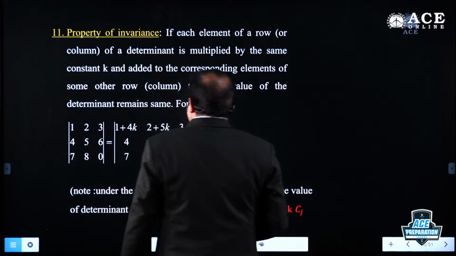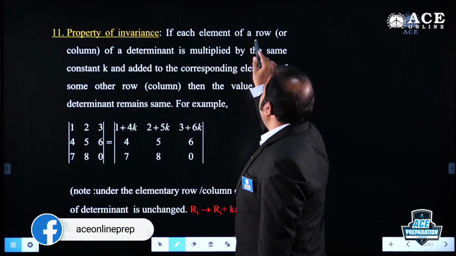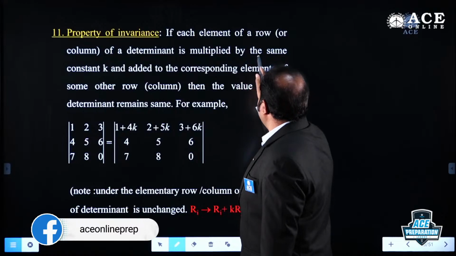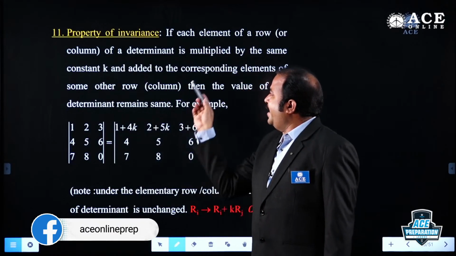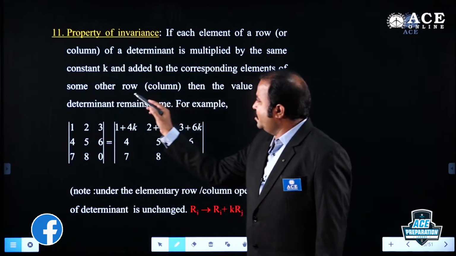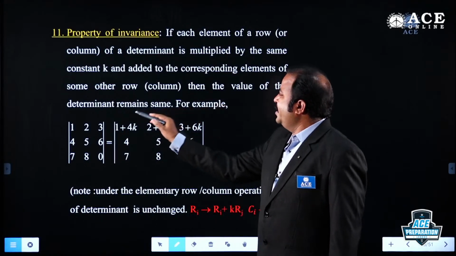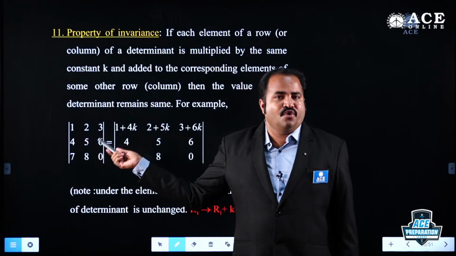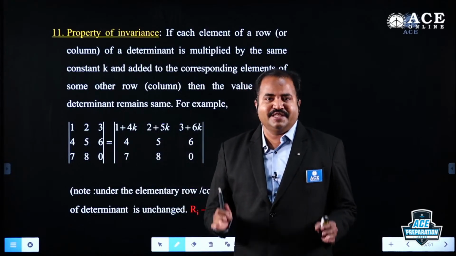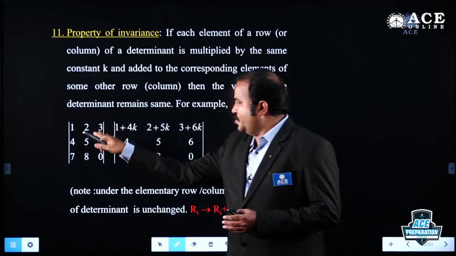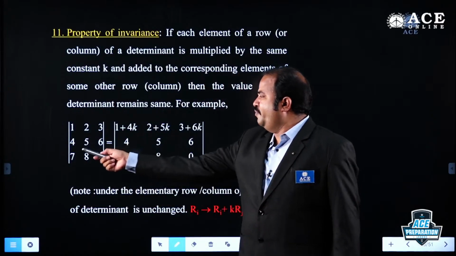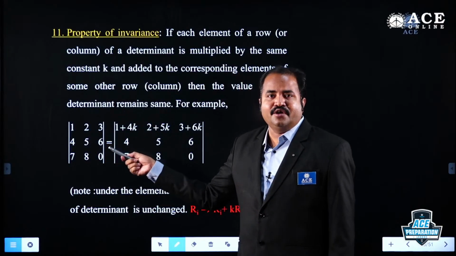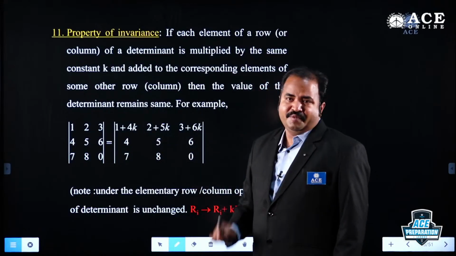Okay. Property of invariance. If each element of a row of a determinant is multiplied by the same constant k and added to the corresponding element of another row, then the value of the determinant remains the same only. For example, look here: 1, 2, 3, 4, 5, 6, 7, 8, 0. These are the elements; this is the first row, second row, third row. Every element of the second row is multiplied with k and added to the first row, so the determinant remains the same only.